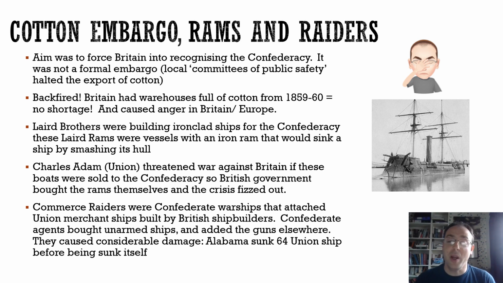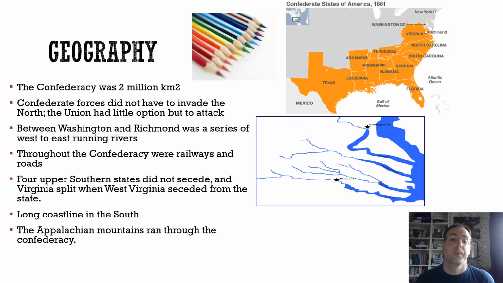One of these, the Alabama, actually sunk 64 Union ships before being sunk itself. So that is Britain playing a kind of a part in the naval war, but always managing to very, very finely walk that tightrope of neither falling down on one side or the other.